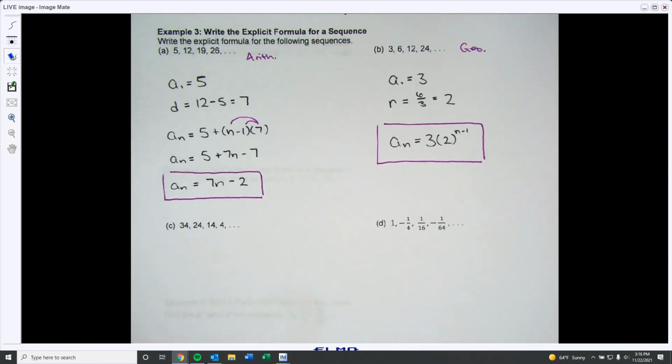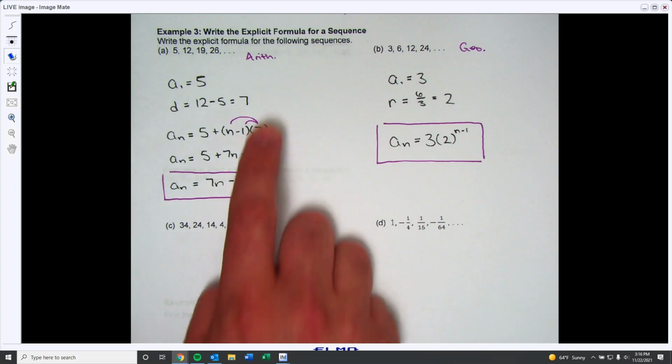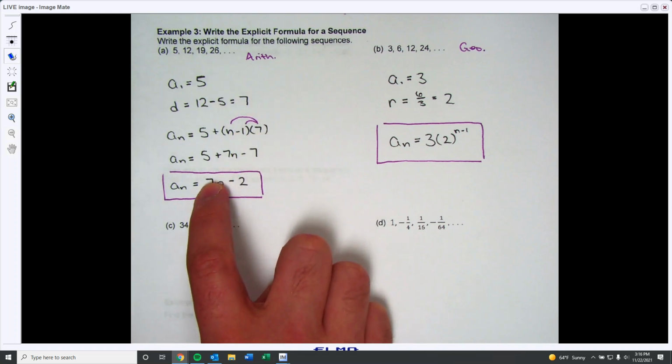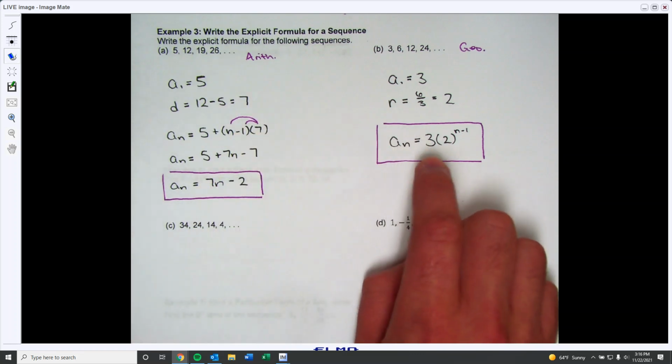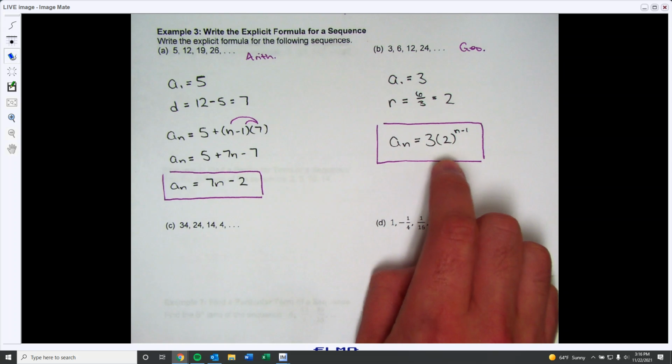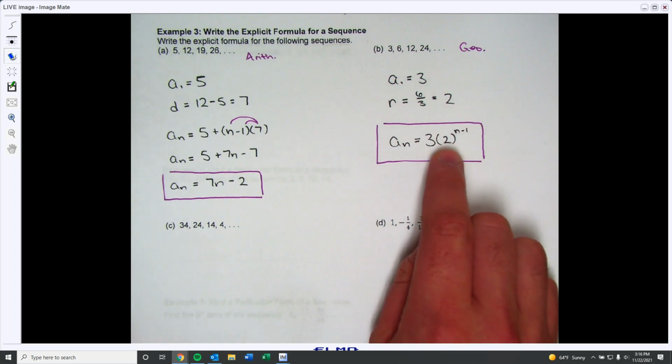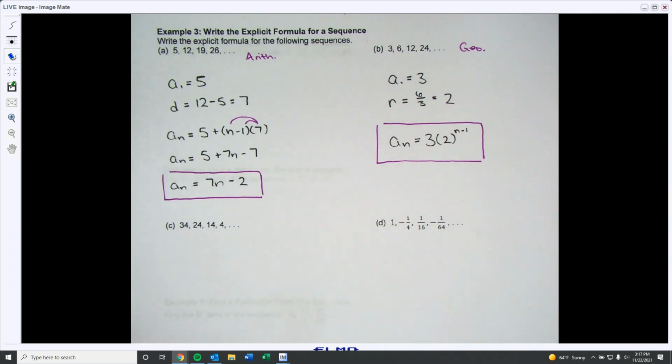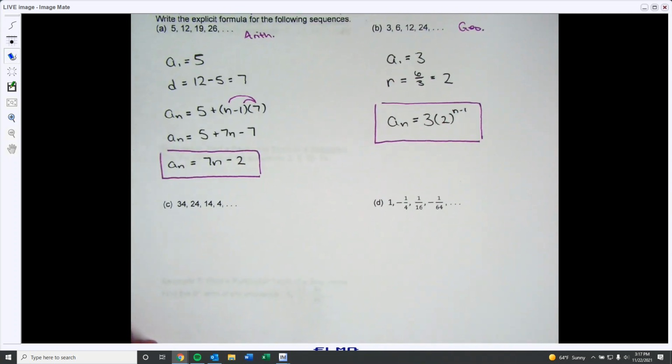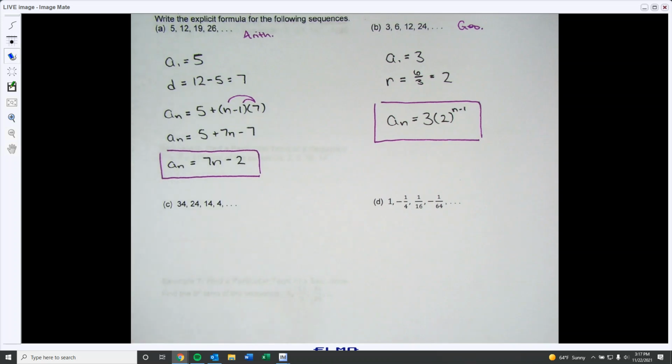So if you ever get one that looks linear, it's guaranteed to be arithmetic and your slope is your common difference. And if you ever get one that looks exponential, it's going to be geometric and the base is going to be your common ratio. All right, so now that you've seen 2 examples, you should probably pause the video and go ahead and give C and D a try on your own.